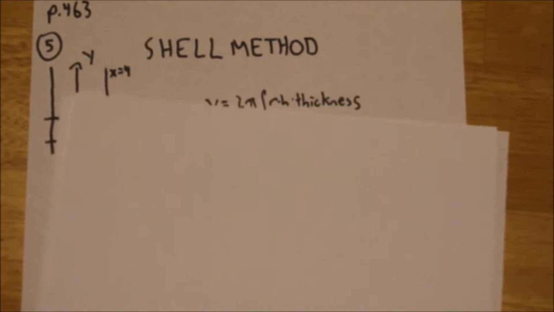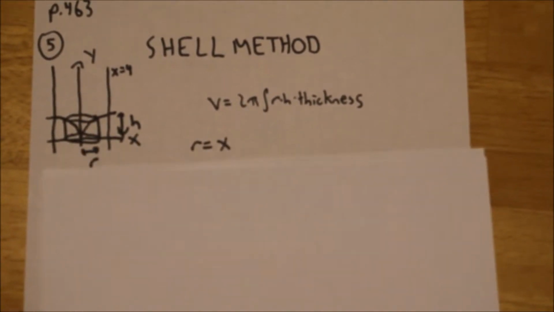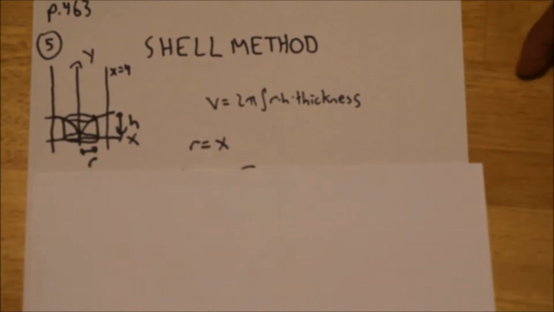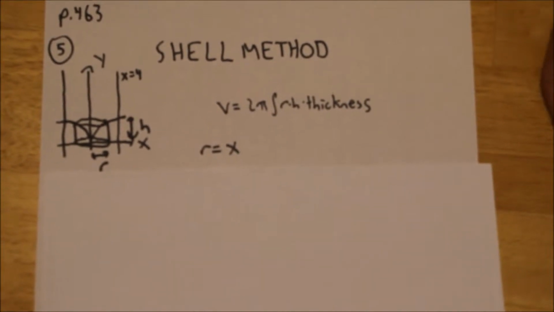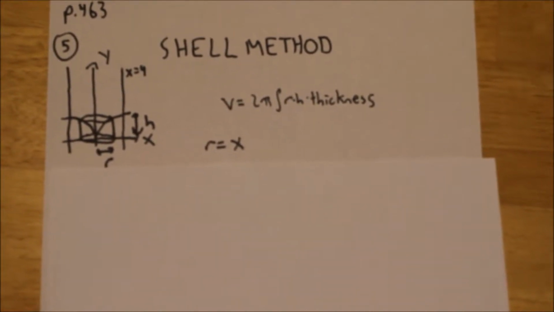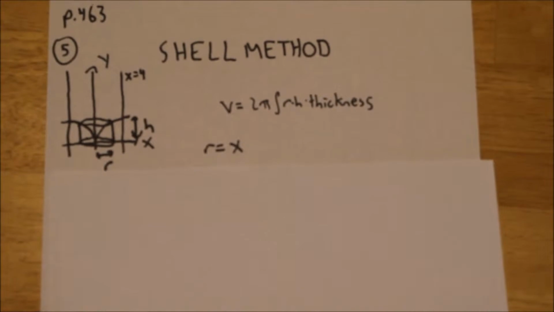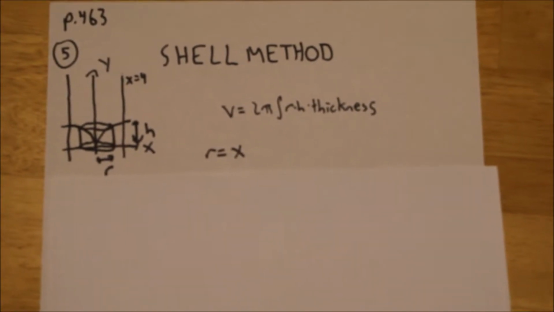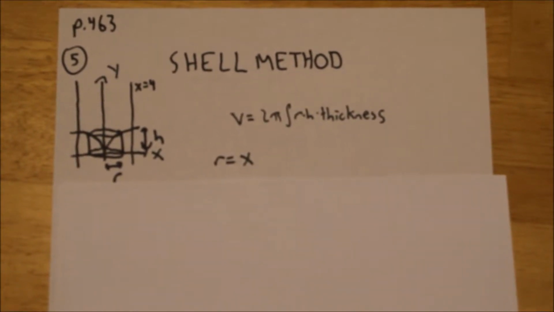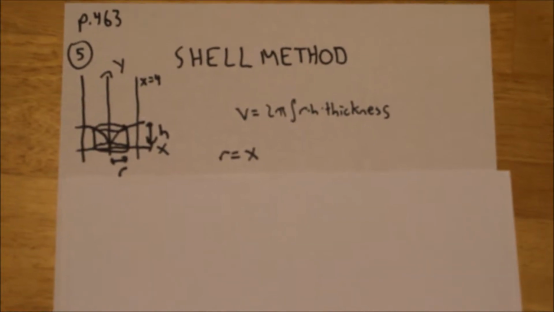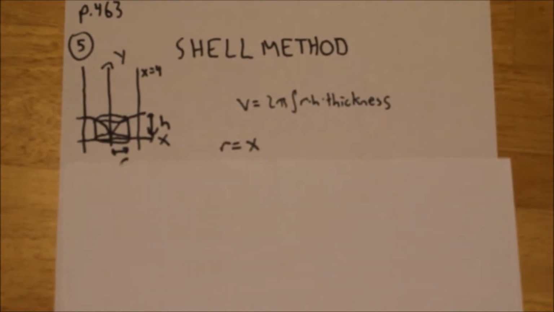So now we're going to do number 5 on page 463. So in this question, you have to revolve y equals square root of x and x equals 4 around the y-axis. And there's two different ways you can do this, with the shell method and the washer method. And we're going to do it both ways, but we're going to use the shell method first.